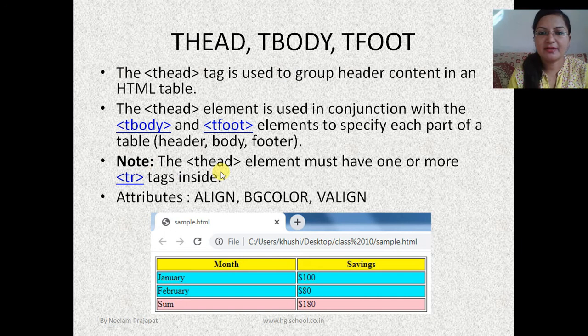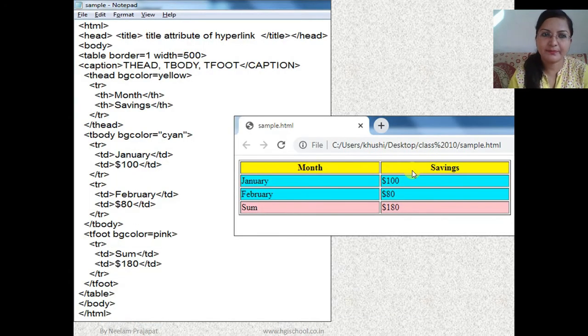Now note, the THEAD element must have one or more TR tags inside. Got it? At least one TR tag should be there. You can use more. How many attributes will it support? It will support 3 attributes: align, v-align and BGCOLOR. See, it looks like this. The first row we have kept in THEAD. These two rows we have kept in TBODY, and this last row we have kept in TFOOT. Now let's see the code.